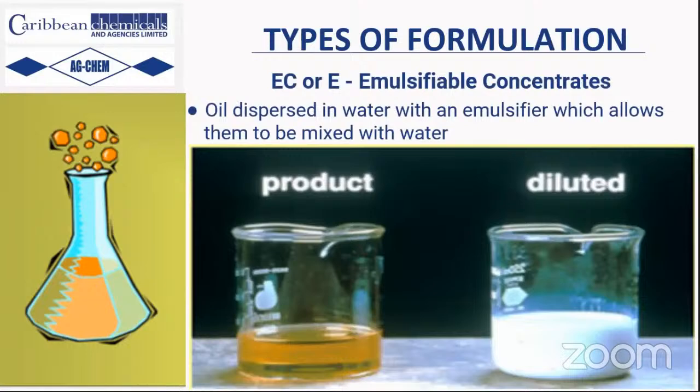In the image on the screen, you see we have a picture of an emulsifiable concentrate. It's basically an oil dispersing in water with an emulsifier, which allows them to mix with water easily for application. Now, on the left, you will see the product before it is mixed, and when it is mixed, it turns into a milky looking solution. And these are your emulsifiable concentrates.